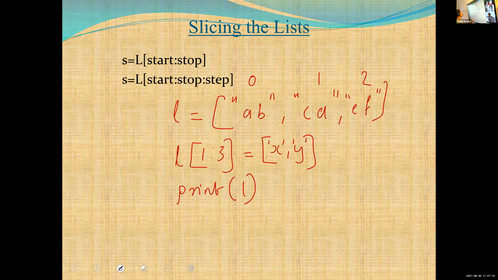Then after that print L, what is the output? The output is A, B, then X, then Y. This is the output. Is it clear, Ashwin? Yes, ma'am.